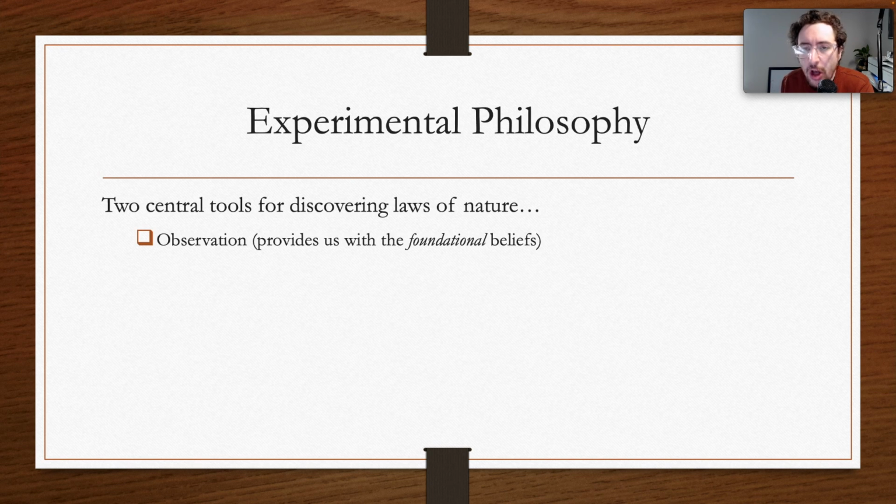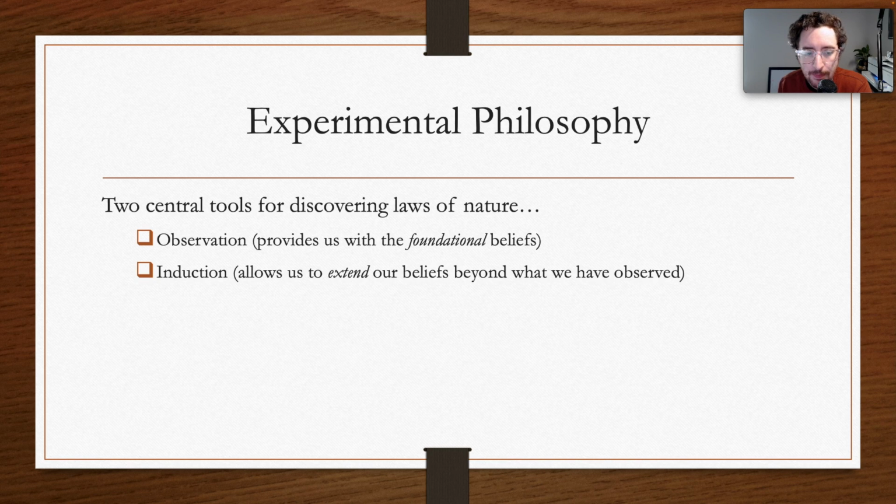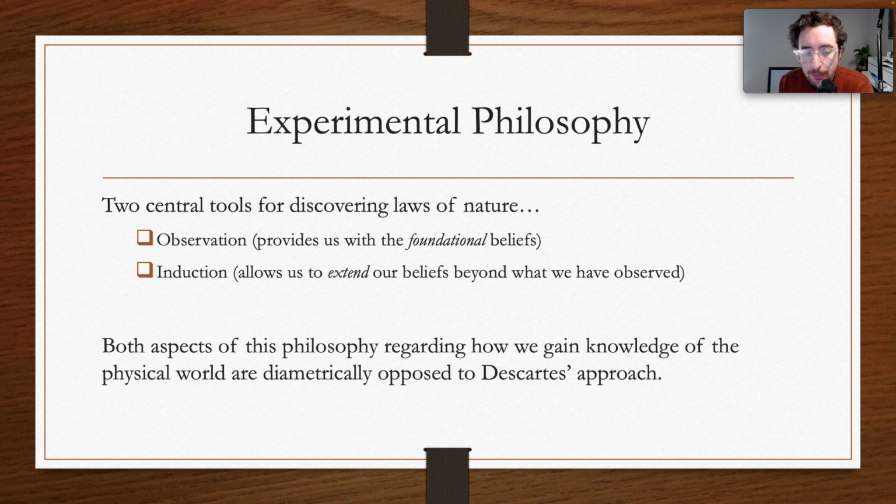There's observation, which provides us with our foundational beliefs about specific things that happen. I see this apple fall at this speed at this time. I use my observation to notice that particular phenomena. But then I use induction to extend that belief to how things will behave beyond what I've already observed. Now, both aspects of this philosophy regarding how we gain knowledge of the physical world are diametrically opposed to this rationalist approach we saw in Descartes. This is very much an empiricist approach.